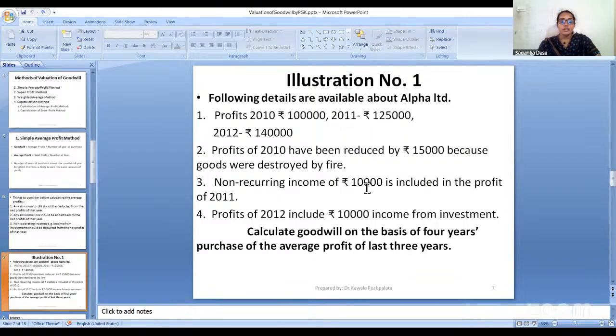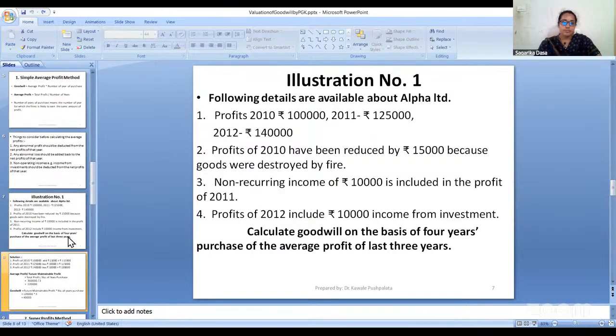And non-recurring income of 10,000 is included in the profit of 2011, so in 2011 we have to deduct the non-recurring income of 10,000. And the profit of 2012 includes 10,000 income from investment. In the 1,40,000 profit of 2012, 10,000 income from investment is included. Now this is the question. Now let us see the solution.